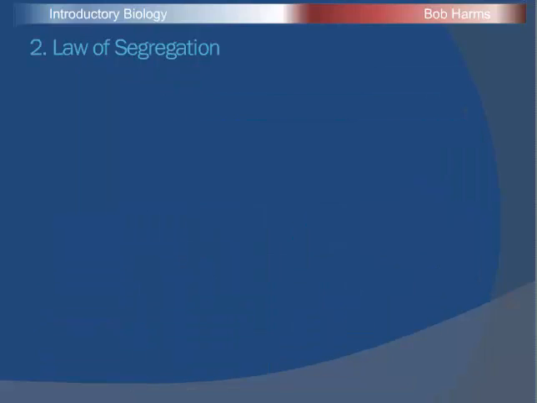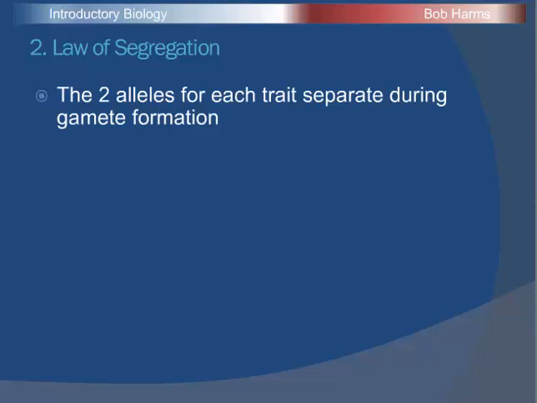Mendel's second law is the law of segregation. And this law refers to what happens when these pea plants with their two alleles are going to start to reproduce and produce gametes, eggs and sperm. In particular, Mendel said that the two alleles that an organism has are going to segregate, or separate, during gamete formation, such that each gamete is going to get one allele.